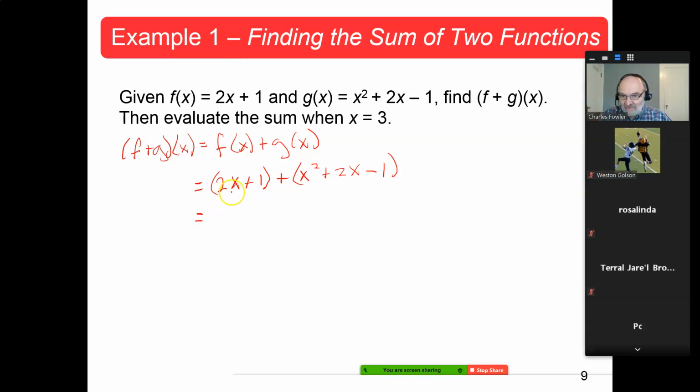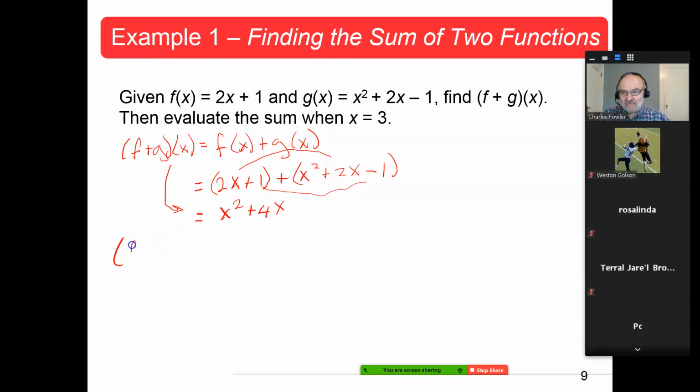Adding polynomials is adding like terms. The only squared term is that one, so it's x squared. You've got two linear terms, 2x plus 2x, that's going to be plus 4x. And then we have a constant term, plus 1 minus 1, that adds to 0. There's the sum function right there. x squared plus 4x. Done.